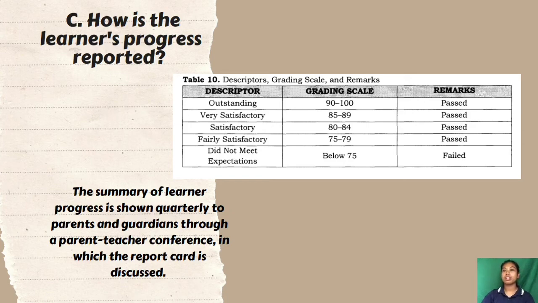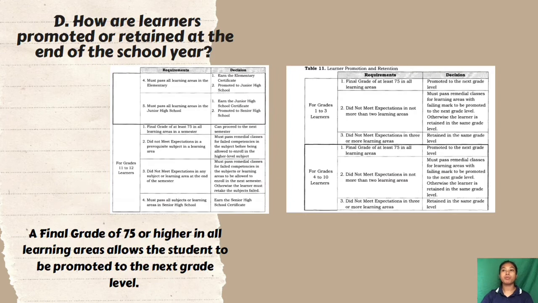So now let us proceed to the letter D. How are learners promoted or retained at the end of the school year? So this section provides the basis for promoting a learner to the next grade level or for retaining a learner in the same grade level. These decisions must be applied based on evidence and judiciously. Final grade of 75 or higher in all learning areas allows the student to be promoted to the next grade level. This table specifies the guidelines to be followed for learner promotion and retention.